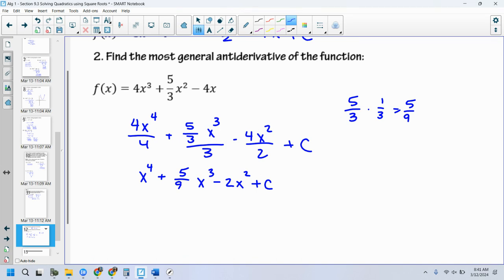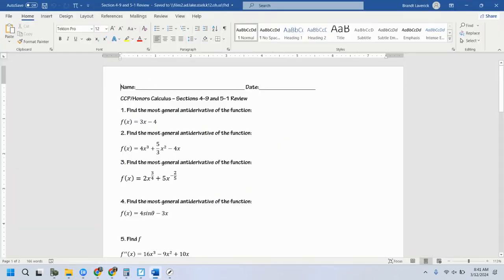All right, so there's 1 and 2. There's my answer here for 2. Let's take a look at question 3 and 4.